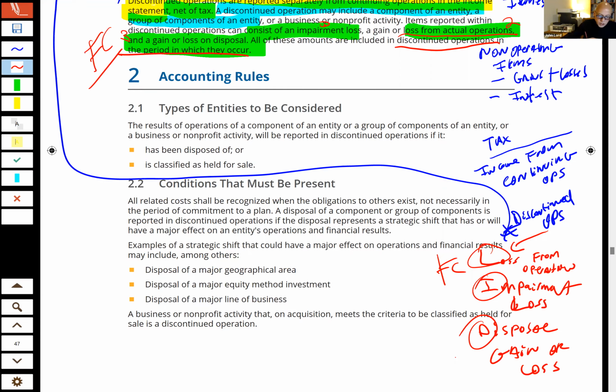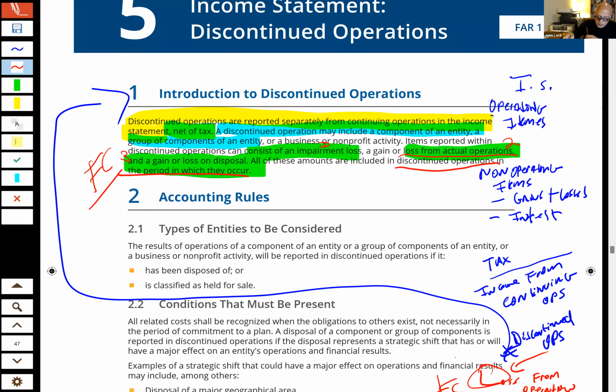Okay. So flashcard, the elements that are included: the loss from operation, the impairment loss, the disposal gain or loss. All of those amounts are shown net of tax in the period in which they occur. I could not say another thing about discontinued operations right now, and you'd be able to answer every question just from that flashcard. Okay, how to report discontinued operations? It includes loss from the actual operation, impairment loss, disposal gain or loss. Those amounts are shown separately on the income statement, net of tax, and they are taken in the period in which they occur.